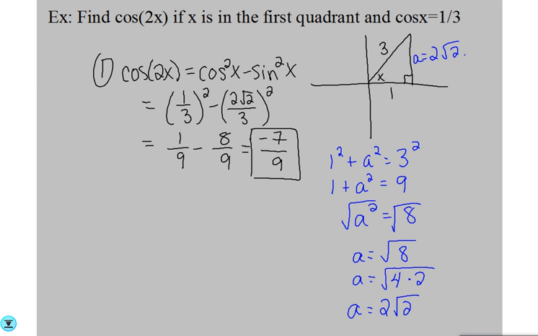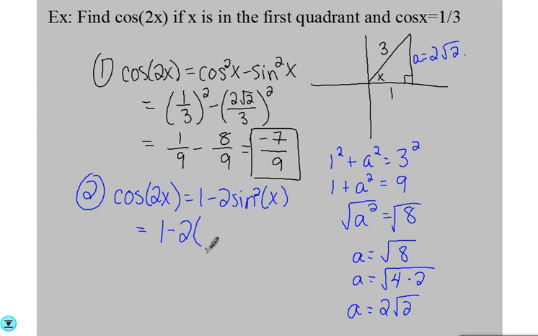Now we're going to plug into our second formula and see if we can use that one. So our second formula variation for cosine of 2x was 1 minus 2 sine squared of x. So plugging in, I'm going to get 1 minus 2 times sine squared of x, which is 2 root 2 over 3 squared. So that's going to give me 1 minus 2 times 8 over 9. So now if I go ahead and multiply that by 2, remember it's 2 over 1, so we're going to get 1 minus 16 over 9.